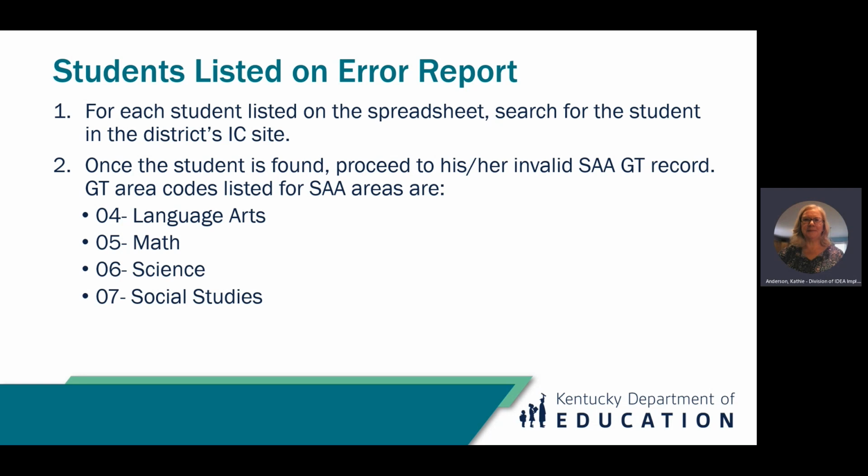For each of the students listed on the spreadsheet, search for the student in the district's IC site. Once the student is found, proceed to his or her invalid SAA GT record. The GT codes listed for SAA are as follows: 04 for language arts, 05 for math, 06 for science, and 07 for social studies.